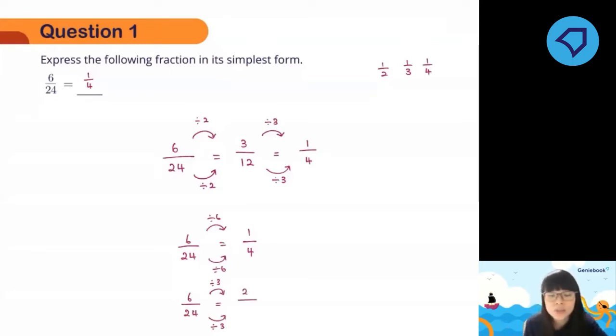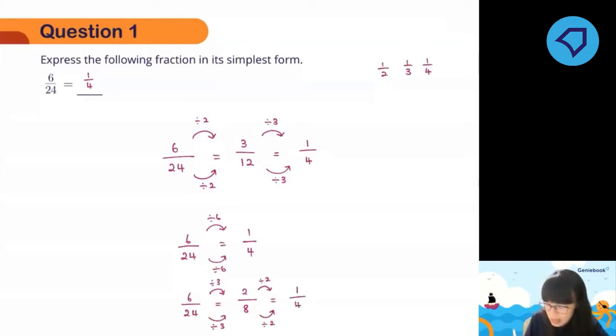And 24 divided by 3 is equals to 8. Then you realize that 2/8 still can divide further, right? 2 can be divided by 2, and 8 can also be divided by 2. So 2 divided by 2 is equals to 1. 8 divided by 2 is equals to 4.